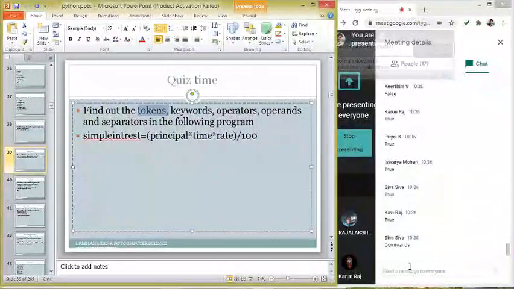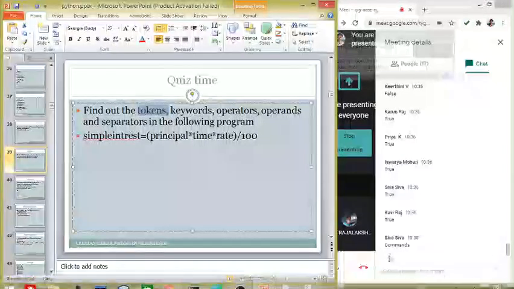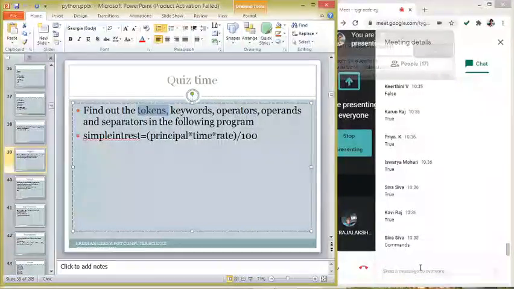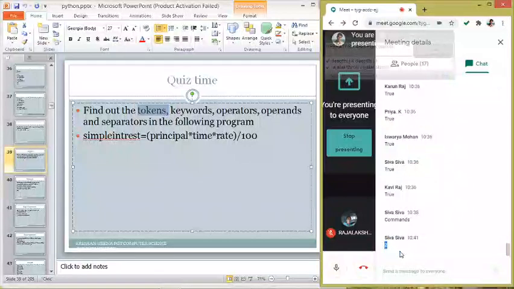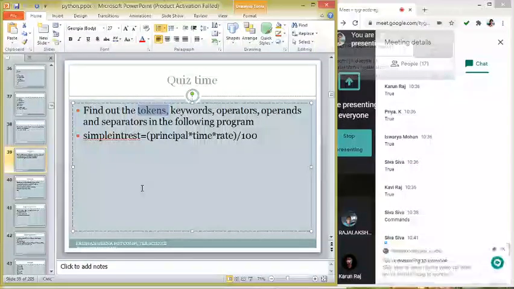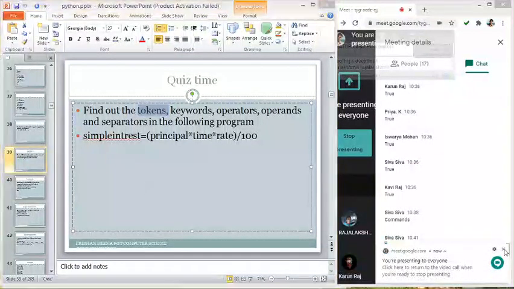I think you are turning your class note pages to find out what is a token. As we have already learned, a single individual unit in a program is called a token. Siva, your answer is not correct. Anybody else who wants to give the answer for token?